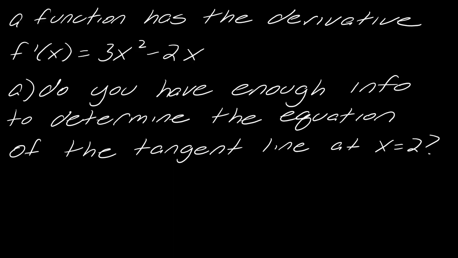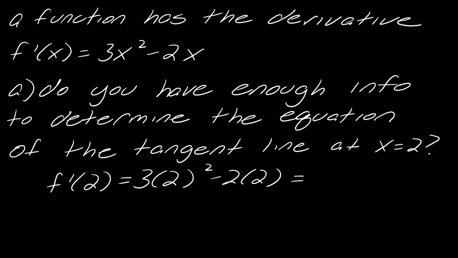I have a couple other questions just kind of related to this to expand on this idea. So let's say that a function has the derivative 3x squared minus 2x. So the question is, do you have enough information to determine the equation of the tangent line at x equals 2? Okay, so here's the deal. I have x equals 2, so one thing that I could do is plug in that 2, right? So I'd get 3 times 2 squared minus 2 times 2. So this becomes 12 minus 4, which equals 8.